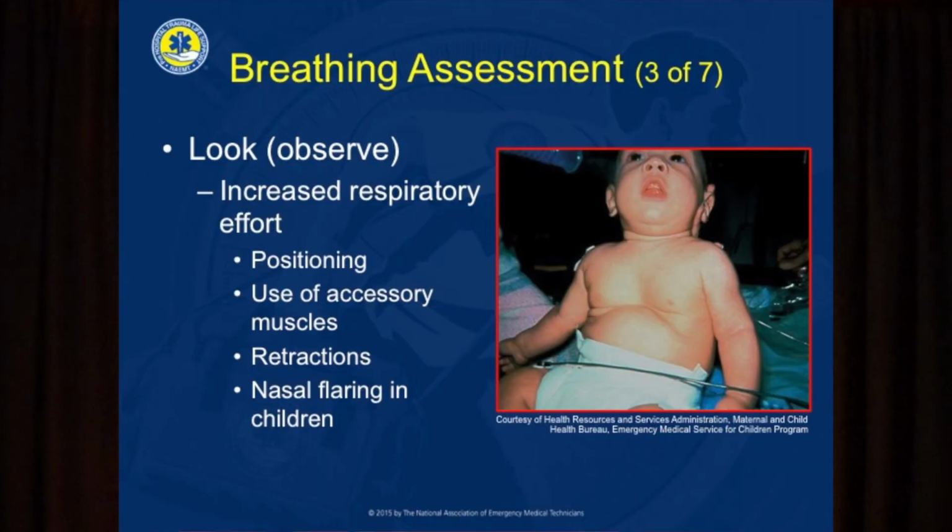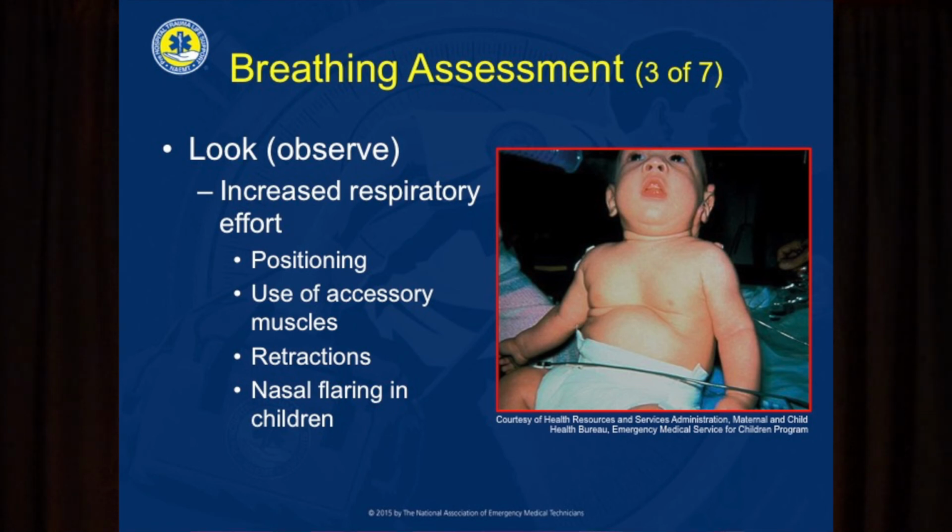So when we look, let's observe their positioning. Are they sitting up? Are they tripoding? Do they breathe better when they're sitting up or leaning forward? Do they breathe worse when they're laying down? Are they using any accessory muscles? Infants tend to use their abdomens more to breathe. Older children and adults will use more of the chest muscles.